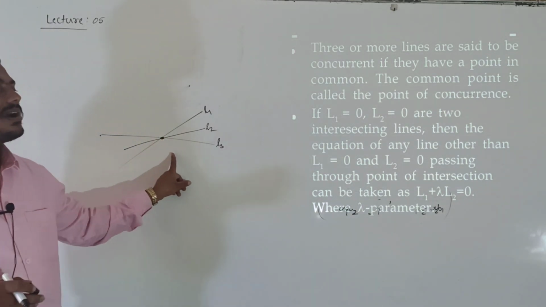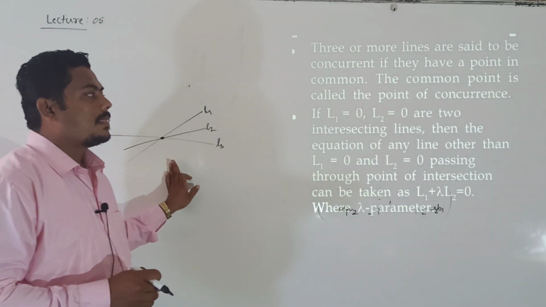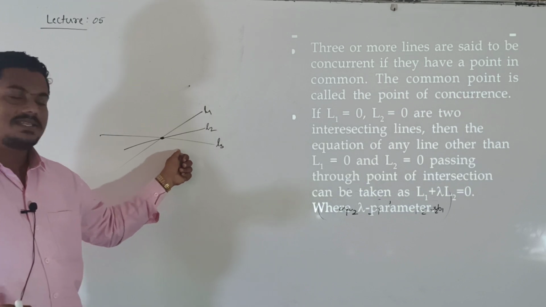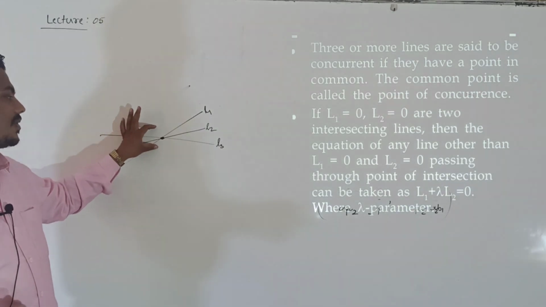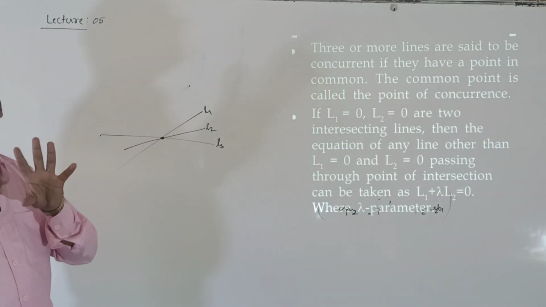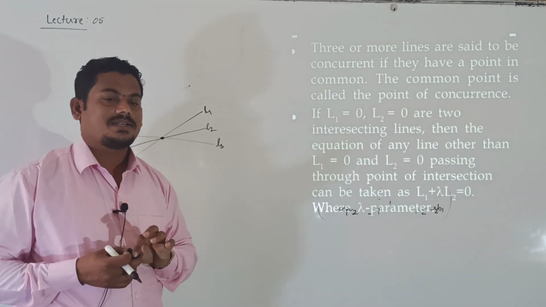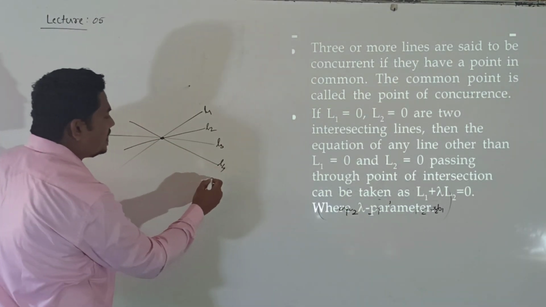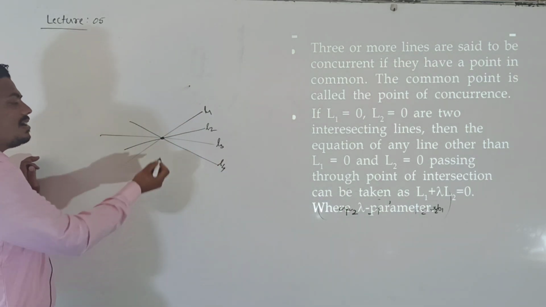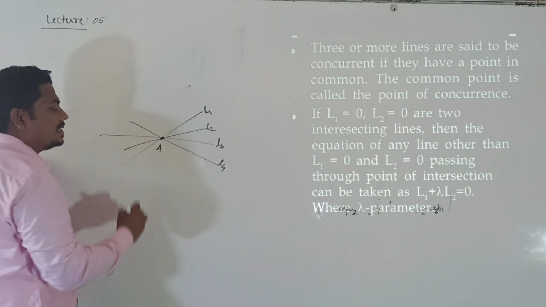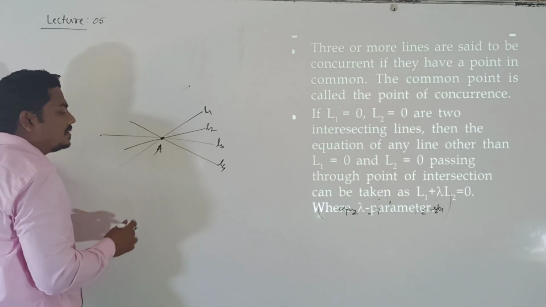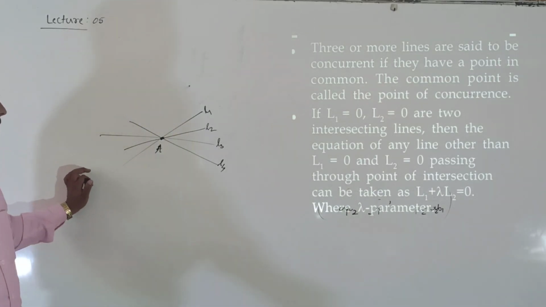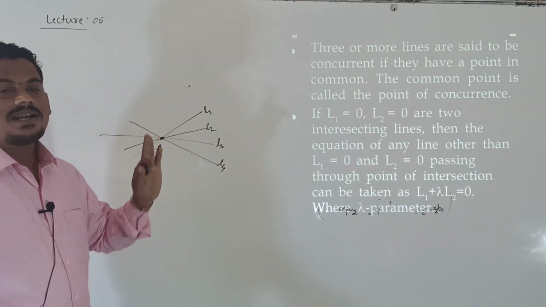Then we can say that they are concurrent lines. This point is known as the point of concurrence. Concurrent lines means they meet at a single point. Suppose this is L4. These four lines are concurrent because they meet at the same meeting point. They meet at a point, then we can say that they are concurrent.